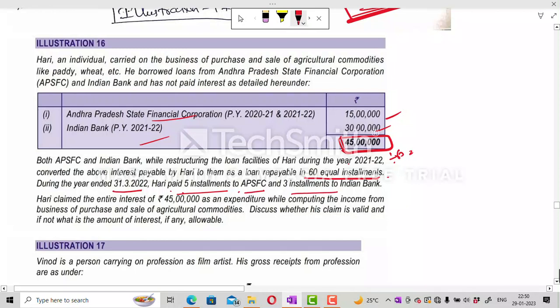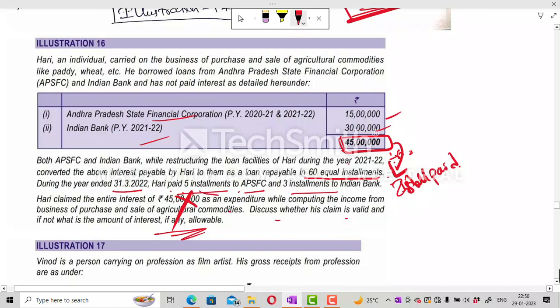Okay. Hari claimed the entire interest amount of 45 lakhs as expenditure while computing the income from business of purchase and sale of agricultural commodities. Discuss whether his claim is valid, and if not, what is the amount of interest, if any, available. See, mere conversion of interest into loan is not a deduction. So this is wrong. He cannot take that. How much can he take? Installments paid. He can take the deduction of that amount.